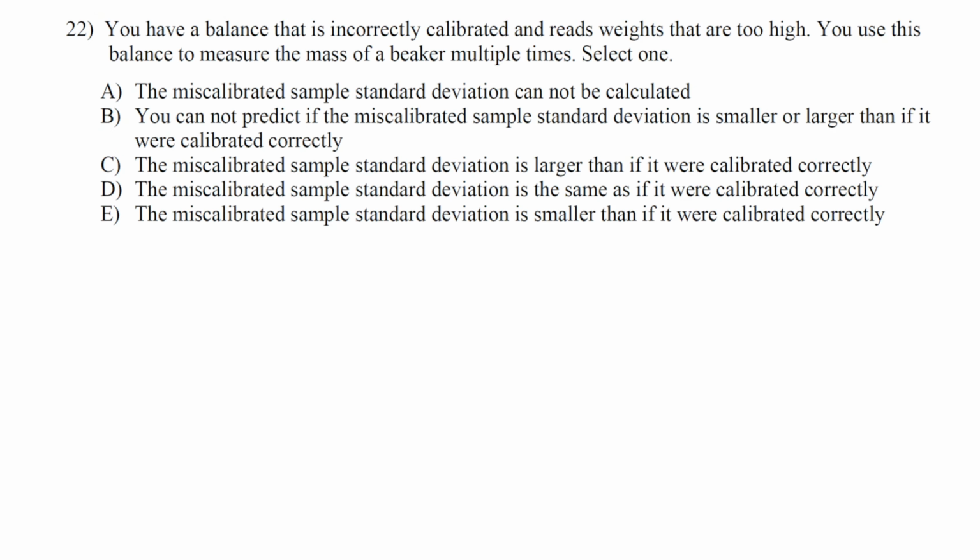Okay. You have a balance that is incorrectly calibrated and weighs weights that are too high. You use this balance to measure the mass of the beaker multiple times. Select one. The miscalibrated sample standard deviation cannot be calibrated. That is false. You can calculate it, no problem. Okay? You cannot predict if the miscalibrated sample standard deviation is smaller or larger if it were calibrated correctly. No, you can predict. Right?